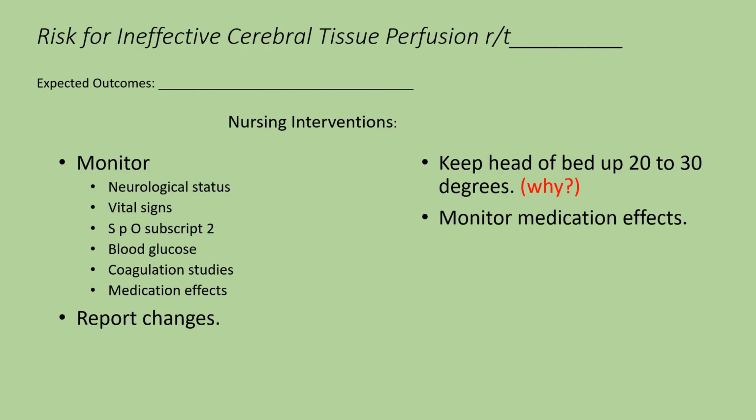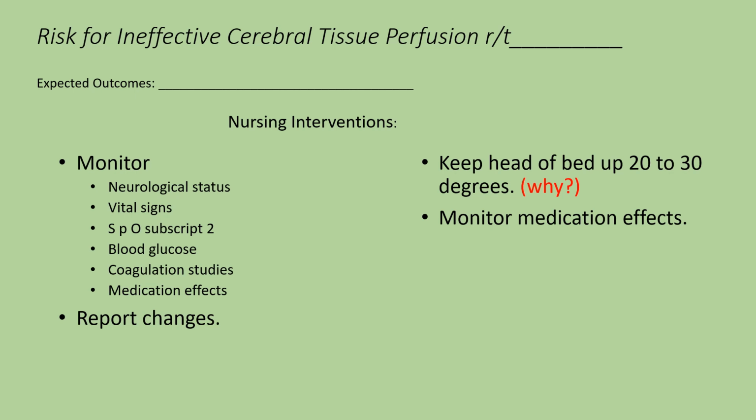Here is another nursing diagnosis, which is risk for ineffective cerebral perfusion. So this is related to interruption of blood supply of the brain. Expected outcome is the patient will experience improved cerebral tissue perfusion as evidenced by absence or reduction in dizziness, syncope, and visual disturbances, improved level of consciousness, pupils equal and reactive to light, and improved motor and sensory function. So those are the expected outcomes.